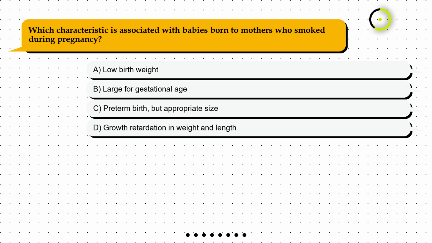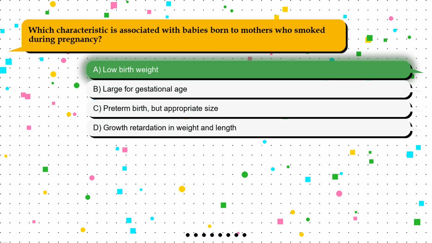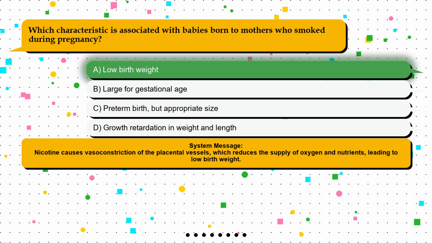Question 7. Which characteristic is associated with babies born to mothers who smoke during pregnancy? Option A, low birth weight. Option B, large for gestational age. Option C, preterm birth, but appropriate size. Option D, growth retardation in weight and length. The correct answer is option A, low birth weight. Nicotine causes vasoconstriction of the placental vessels, which reduces the supply of oxygen and nutrients, leading to low birth weight.